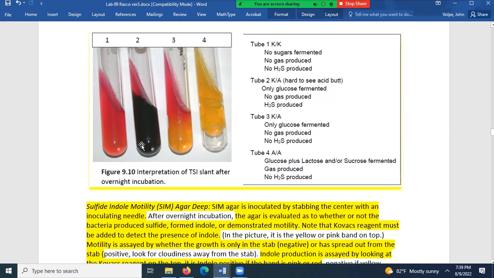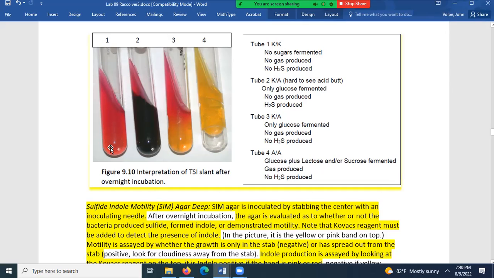The butt is all black, and that's hiding the yellow. If we could see the yellow, there would be yellow here. You can always assume that if hydrogen sulfide is produced, then a sugar is fermented. So we're going to say this is yellow. Okay, so if it's black, you can assume it's yellow. So only glucose is fermented, no gas is produced, hydrogen sulfide is produced.